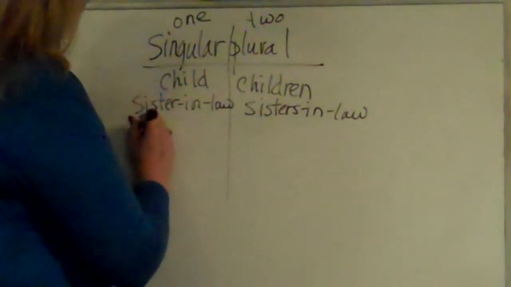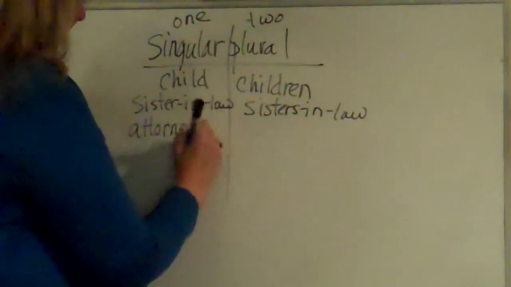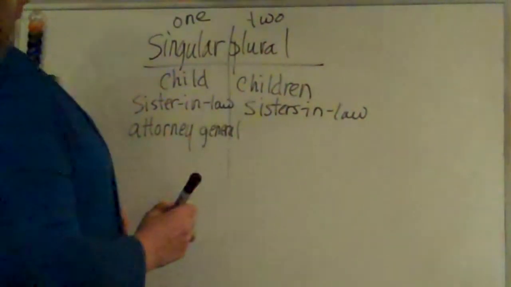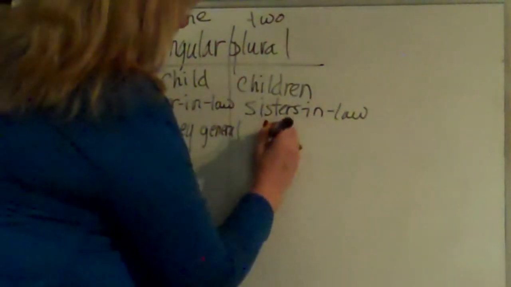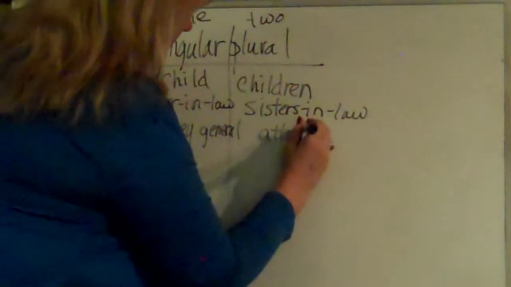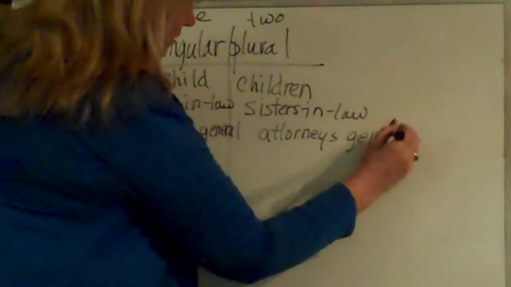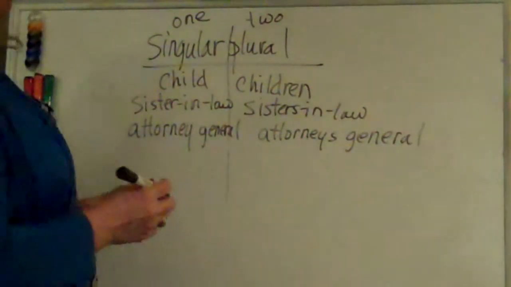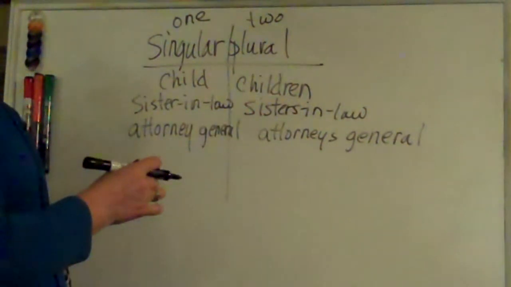We have others like attorney general. And the plural form would be two attorneys general. And sometimes now, some books will say it's acceptable to say two attorney generals, but normally we're going to put the plural form on the principal word.